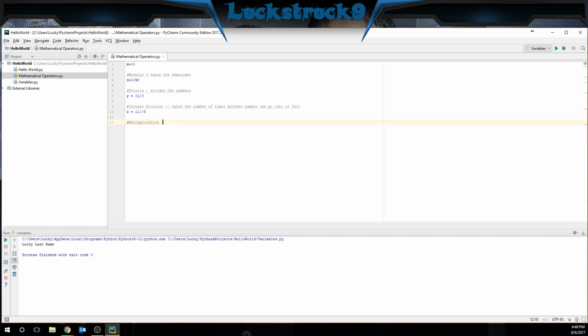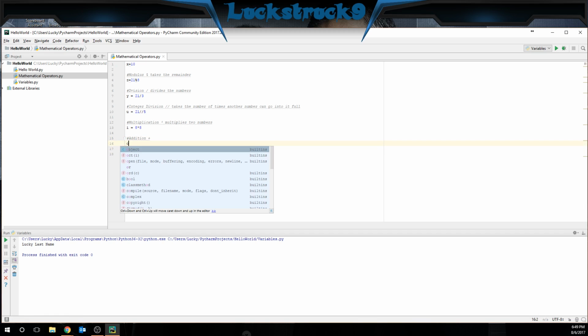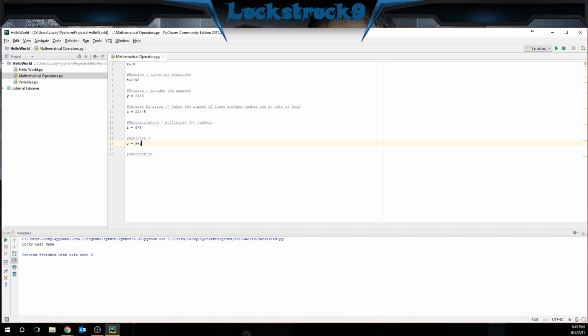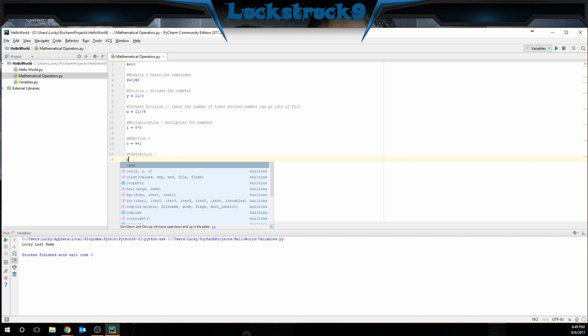Now, of course, we have multiplication, which is represented by the asterisk on the keyboard. Multiplies two numbers. I'll just write 2 numbers. So we could say 8 times 8, 64. Very specific. You should know math for this. Addition, subtraction, these should be pretty straightforward.